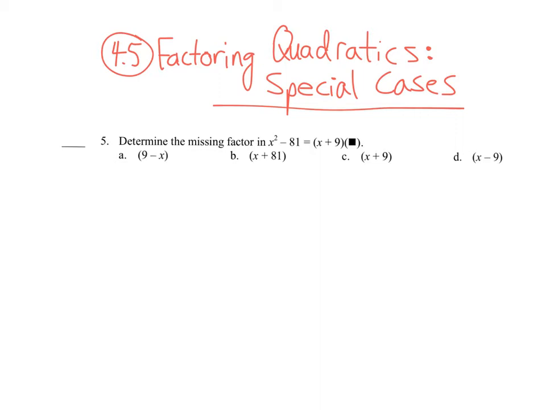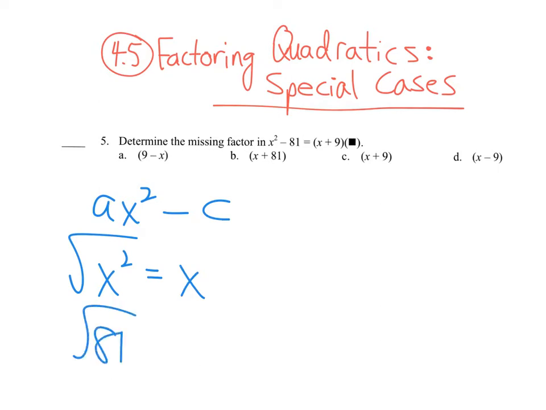So when we consider factoring in special cases, the first thing to notice is that we don't have a complete trinomial. We have ax squared minus c. Then we might notice that x squared is a perfect square and the root is x. 81 is also a perfect square and the root could be positive or negative 9. And as a result, we are looking at a difference of squares.